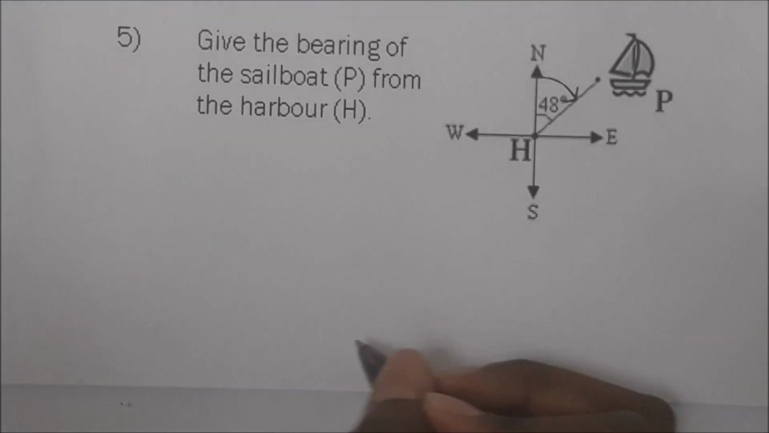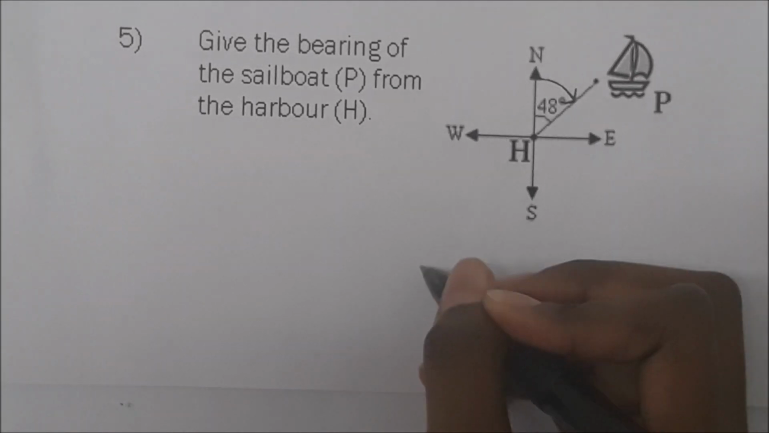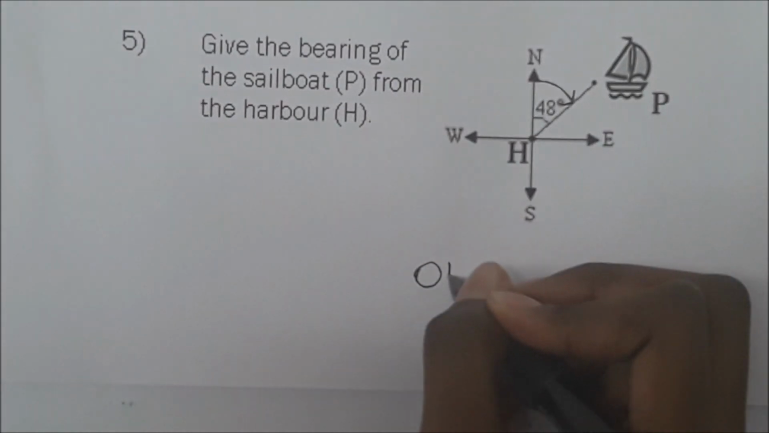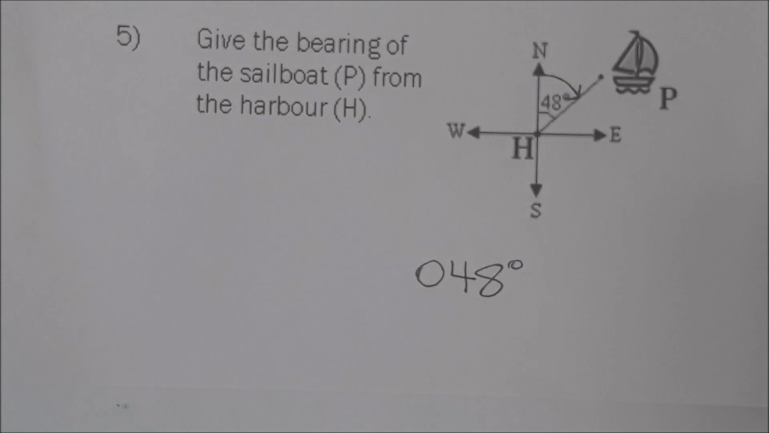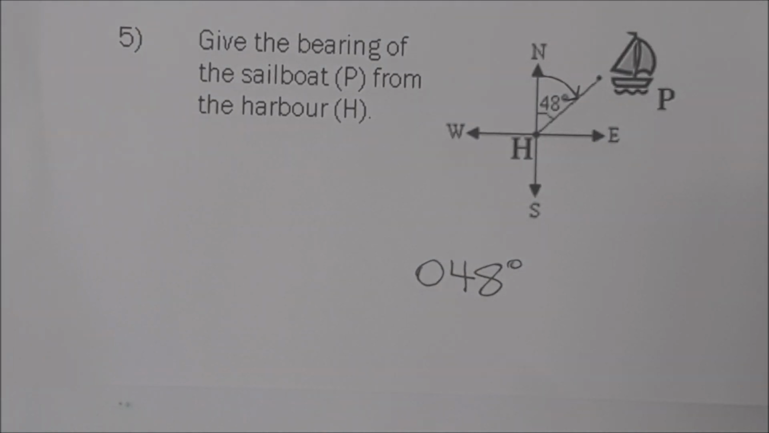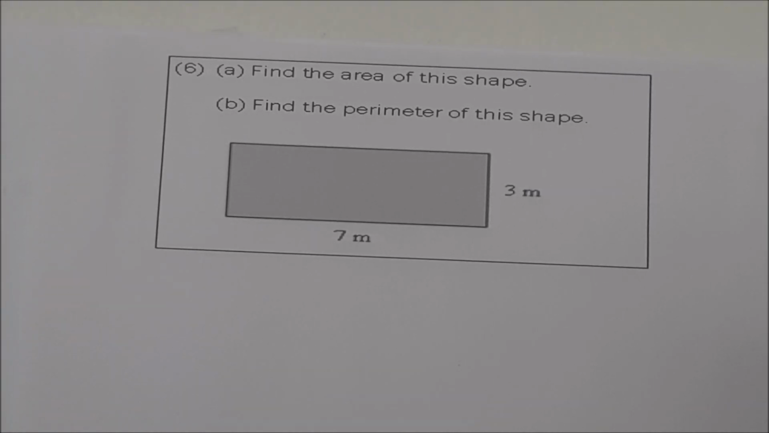How would you write bearing? Go with 3 digits. 048 degrees. Very good. And that's the answer. If you put 48 degrees, you still get it correct, but the way you need to write it is with 3 digits. So if it has 48, it's 048 degrees. Very good. Hope you got it correct. Let's continue. Priyana, your turn.